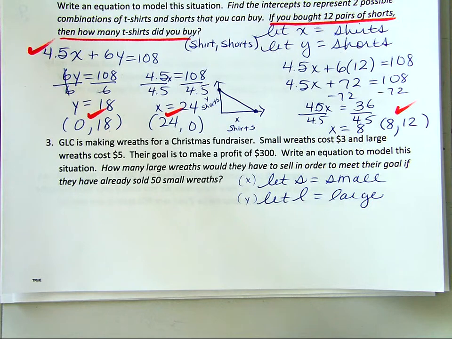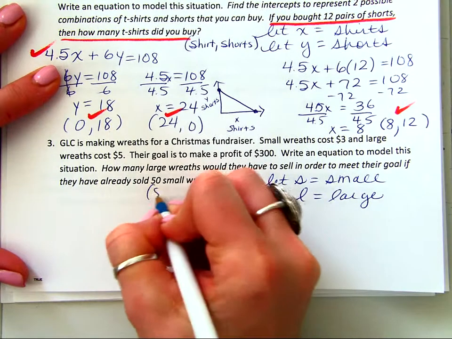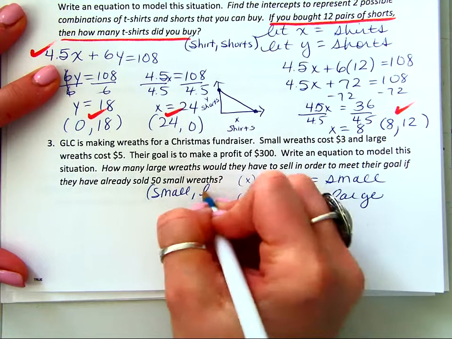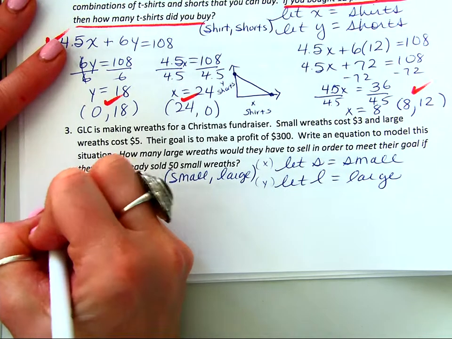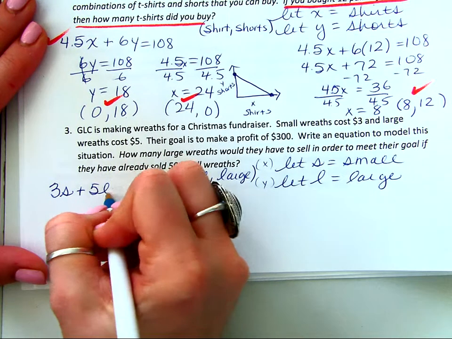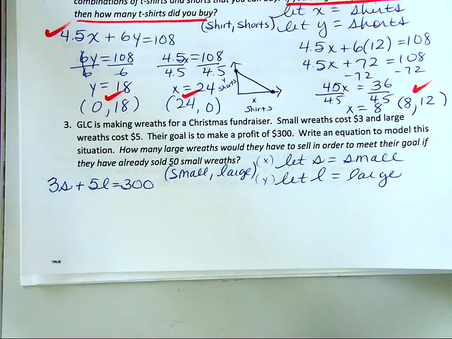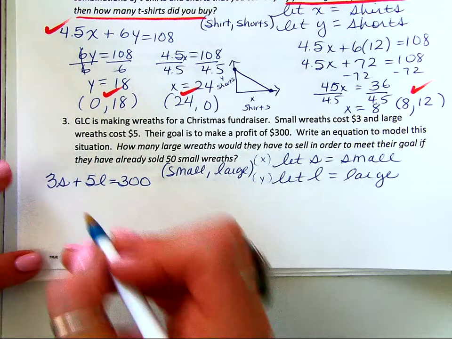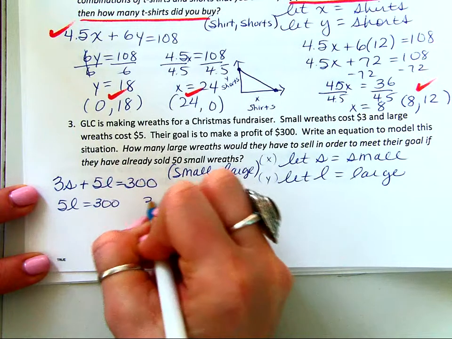So when you do this, you're going to have small in your x and large there. Your equation is going to say it's $3 for a small wreath, $5 for a large wreath, and our goal is to make $300. So the question would be, how many of each would I need to sell? If I sold no small, how many large? And so on. So then you have 5L equals 300, 3S equals 300. And you guys know what to do.